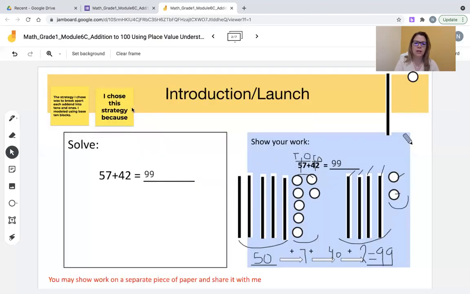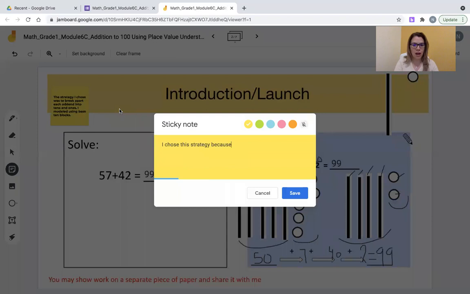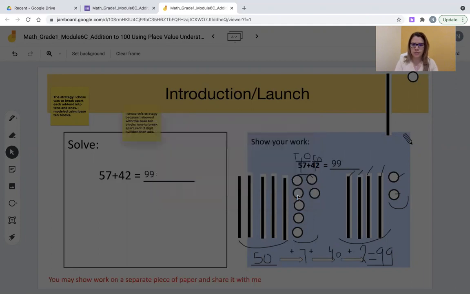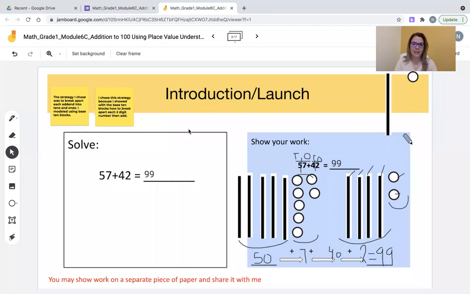Now I'm going to click on the next sticky note and describe why I chose this strategy. I chose this strategy because I showed with the base 10 blocks how to break apart each 2-digit number, then add. So students and scholars, in this page, I have shown a strategy, then I have explained which strategy I chose, and finally, why I chose this strategy.